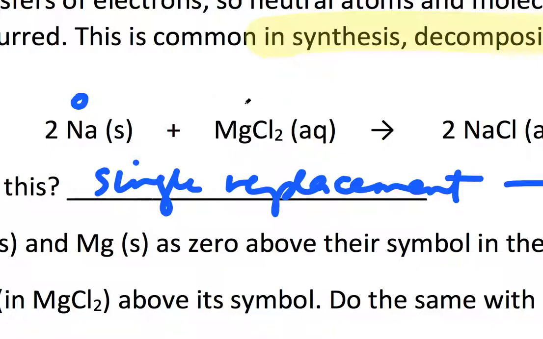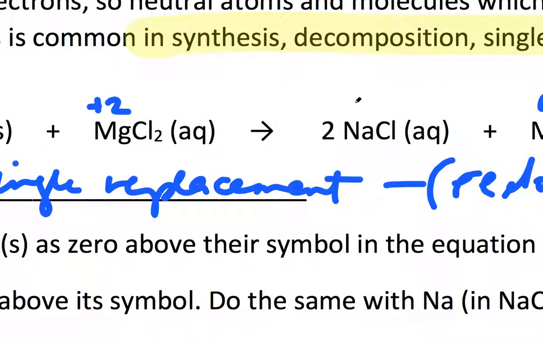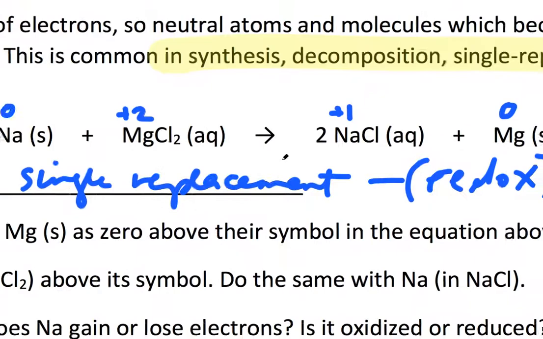If you remember from ionic nomenclature, ionic compounds come together as opposite charges. This is some kind of plus charge, and this is a minus charge, and they come together. Magnesium is in group 2, so it loses 2 electrons. And sodium is in group 1, so it loses 1 electron. And so those are the charges of those ions.